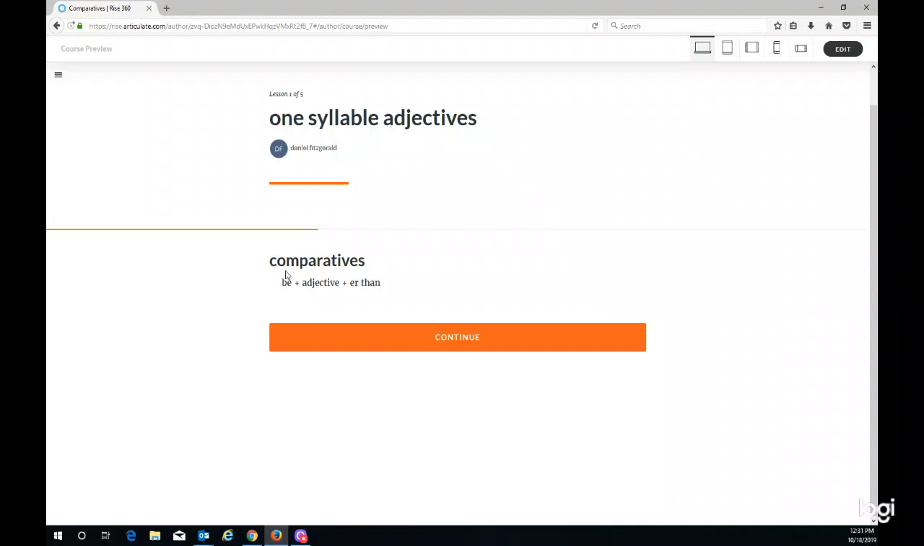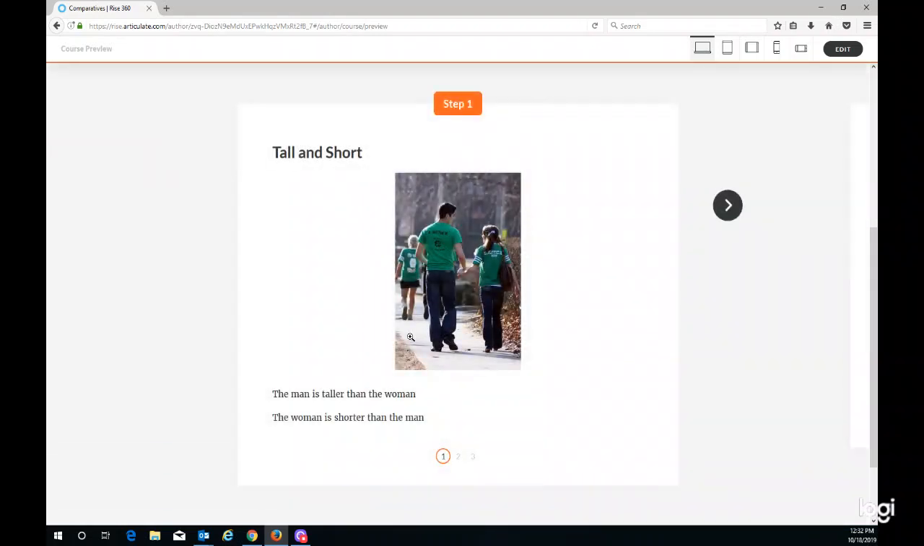First, let's look at one-syllable adjectives. For one-syllable adjectives, we use be, which is am, is, are, plus the adjective, plus er, plus than. We can see the man is tall, the woman is short. The man is taller than the woman. The woman is shorter than the man. We use is, tall, plus er, than.